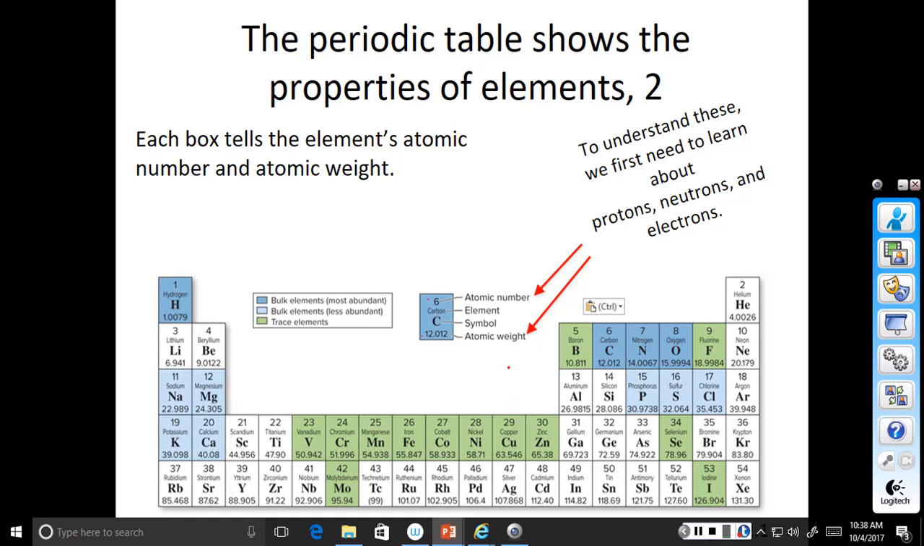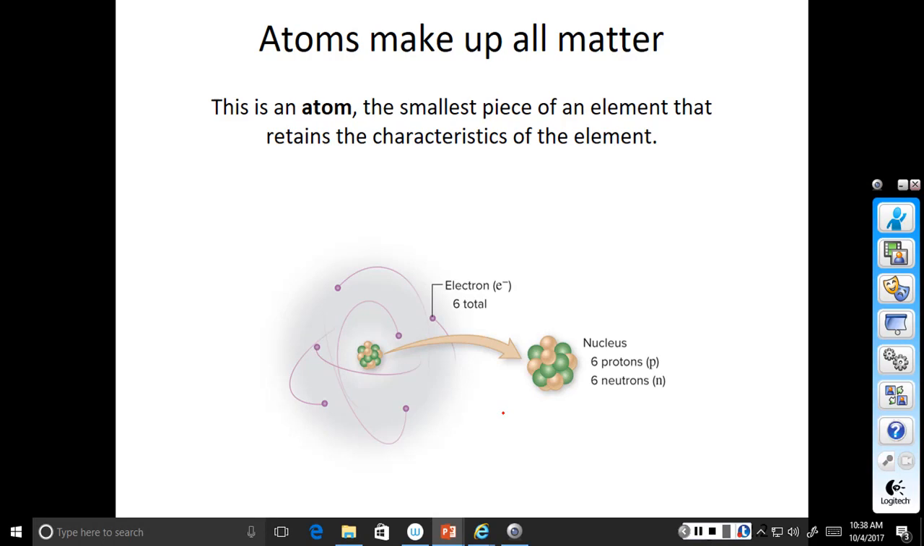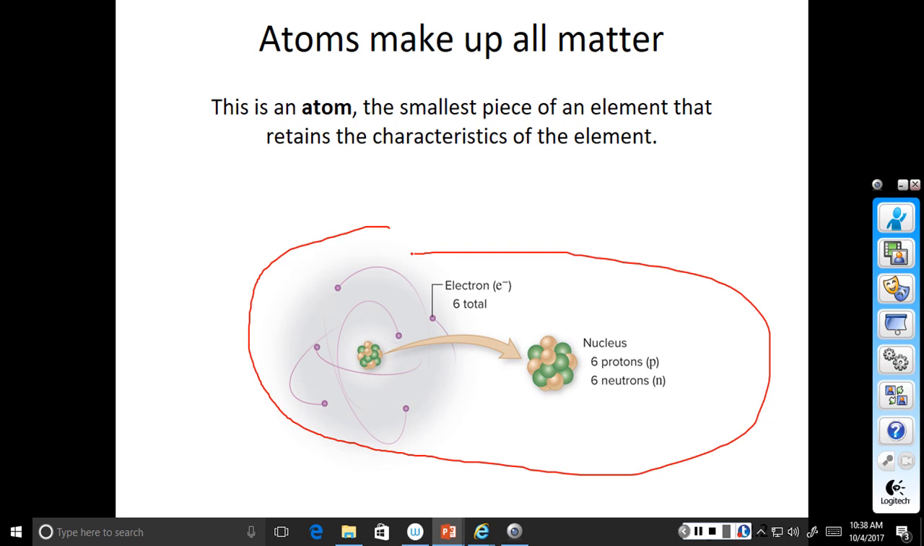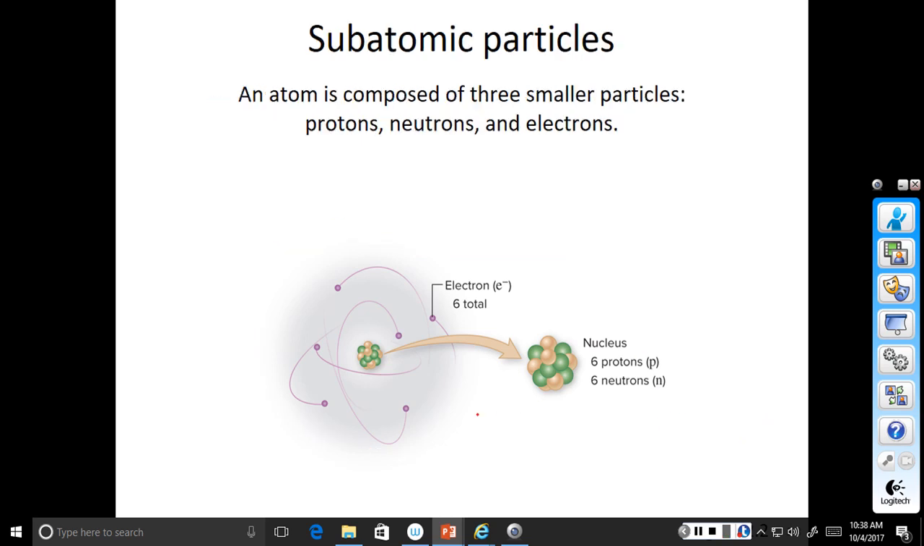So to understand what these mean, we first need to talk about the particles that make up an atom, the protons, the neutrons, and the electrons. So that's what we're going to talk about right now. So this is a drawing of an atom. Again, the smallest piece of an element that still retains the characteristics of that element. And it is composed of 3 smaller particles, the protons, the neutrons, and the electrons.